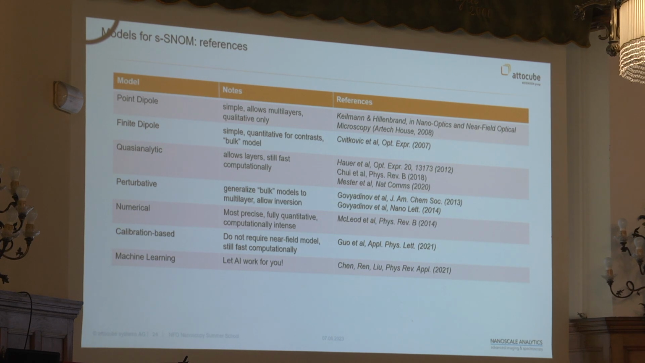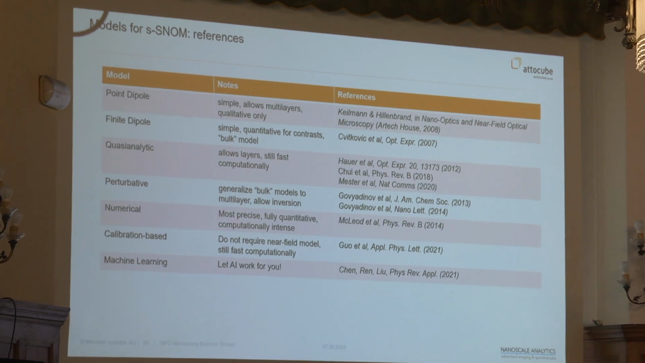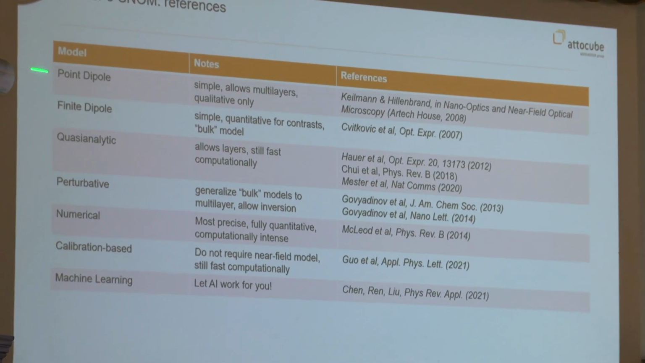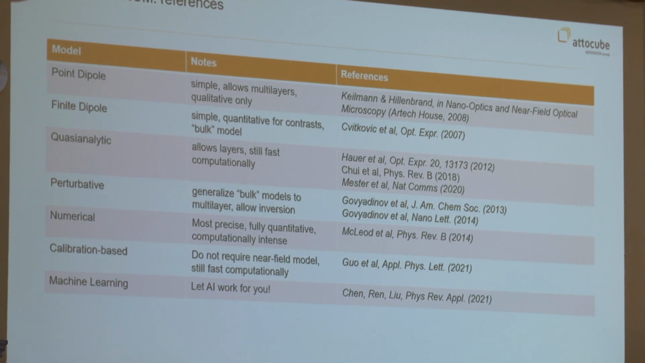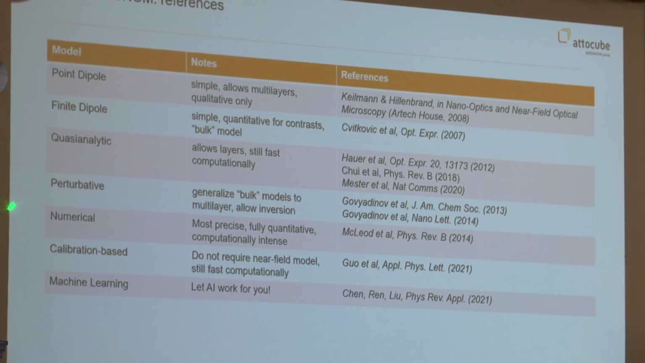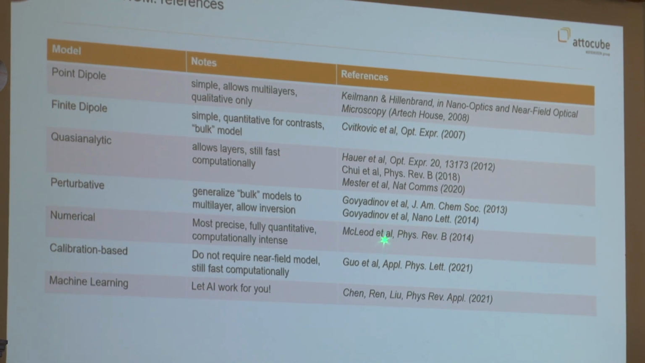Reference table. I tried to summarize different models and put the references. I already mentioned the point dipole; Rainer actually mentioned it, so you can find it in their book chapter with Fritz. The finite dipole model, this is the reference. The quasi-analytic model, that's Benedikt, and several more. Actually, Lars is one of those who developed another extension of it. Then perturbative, there are a couple of papers from my works. And then the numerical approach, that's essentially the lightning rod.